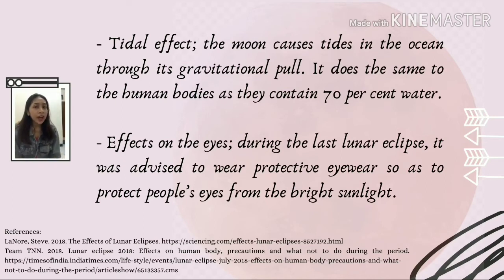Second, effect on the eyes. During the last lunar eclipse, it was advised to wear protective eyewear so as to protect people's eyes from the bright sunlight. But generally during a lunar eclipse, the moon isn't strong, so it's safe to look at it without any protective glass. Though during a solar eclipse, retinal injuries can be caused if we look without protective glasses. Well, that's all for the impact of moon eclipse. The next material will be continued with my friends.